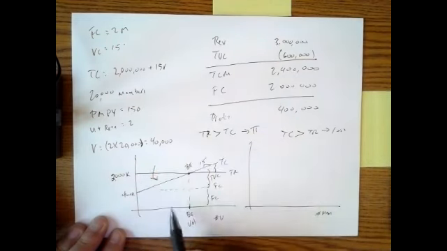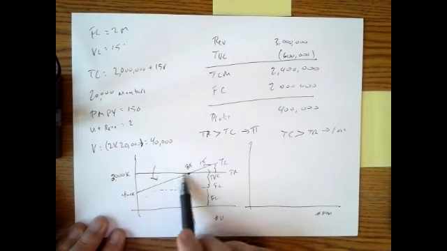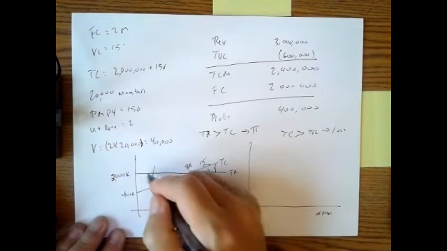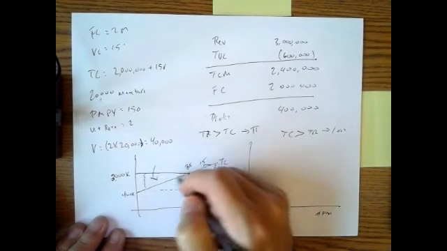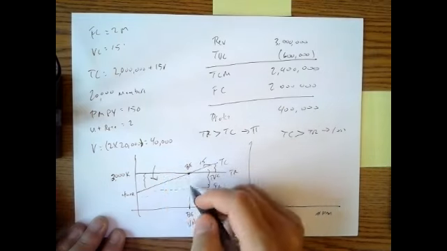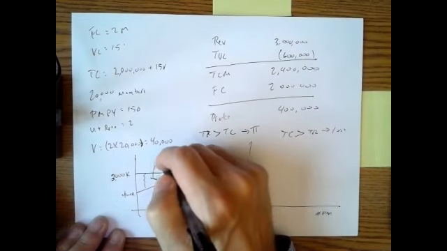To the left of the break-even point, our total cost line is below our total revenue line. So this gap, and all the points up to the break-even point, are profitable.